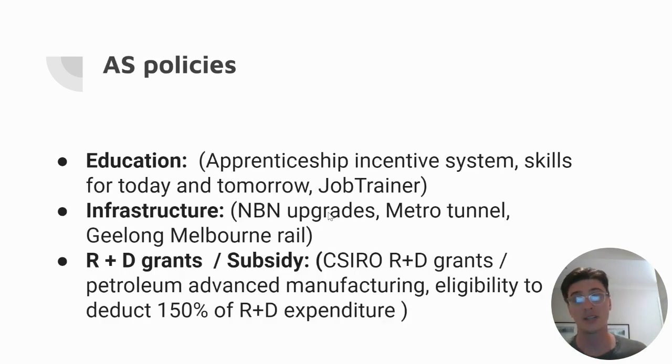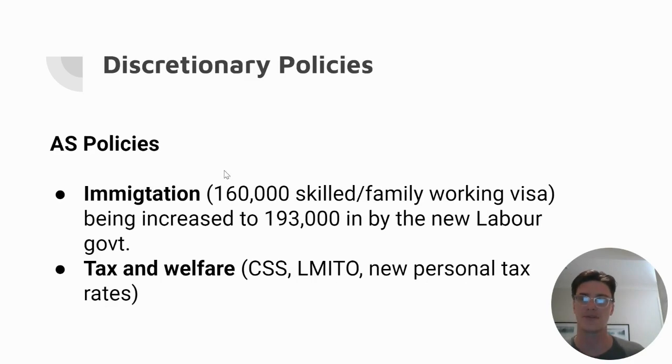So the AS policies, well, we've got some education policies, and you should know one of each. The apprenticeship incentive system, Skills for Today and Tomorrow, JobTrainer, whatever you choose to do, anything you can find in that CPAP guide is okay. Infrastructure projects we've looked at, and R&D and subsidies, I think they're kind of the same thing. There's the money that you can get through the CSIRO for innovative new business ideas. I think it was solar and stuff. Have a look at that. Have one policy up your sleeve.